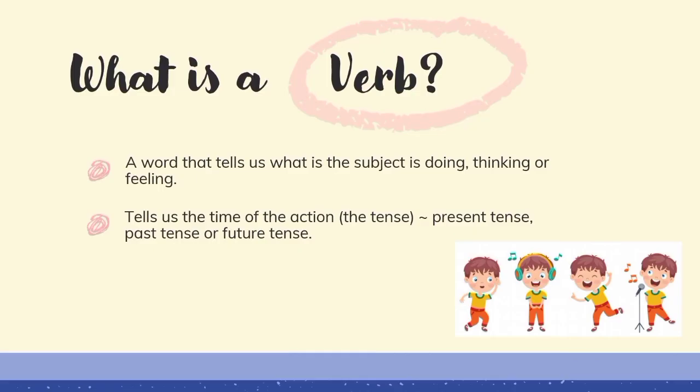What is a verb? A verb is a word that tells us what the subject is doing, thinking or feeling. A verb tells us the time of the action or the tense, such as present tense, past tense, or future tense.